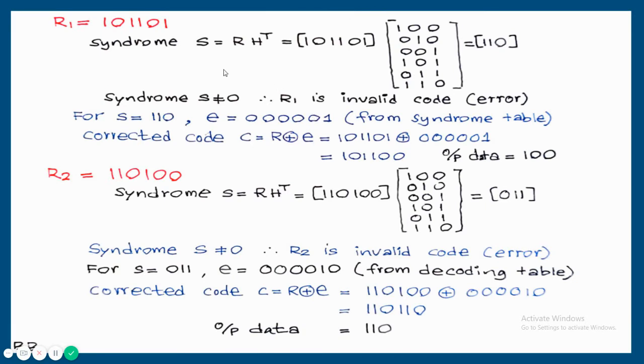First received code is 101101. Always step number 1, calculate syndrome. S is equal to R into H transpose. R is a received code. H transpose. The multiplication will be like this.